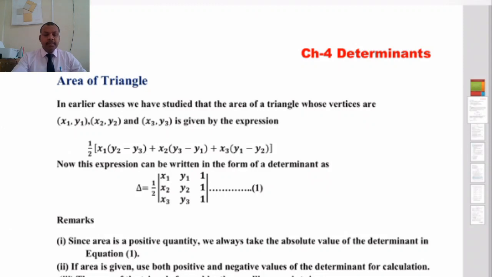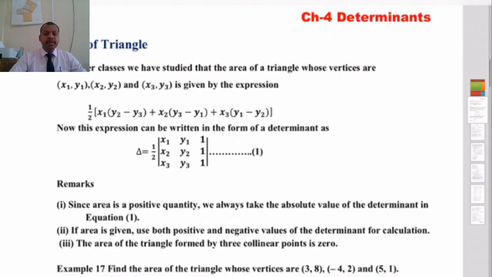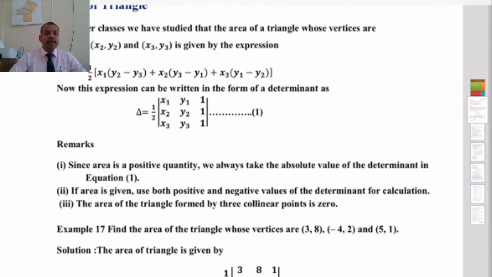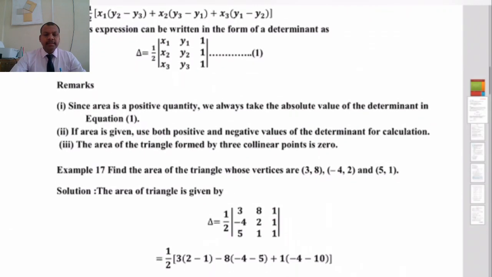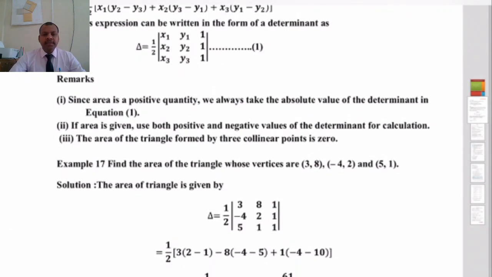Students, since area is a positive quantity, we always take the absolute value of the determinant in this equation. If area is given, use both positive and negative values of the determinant for calculation. The area of a triangle formed by three collinear points is always 0. This is the condition for collinearity actually. The points will be collinear if the area of the triangle is 0. So let us see all this with the help of examples.